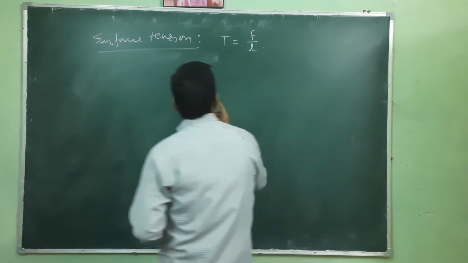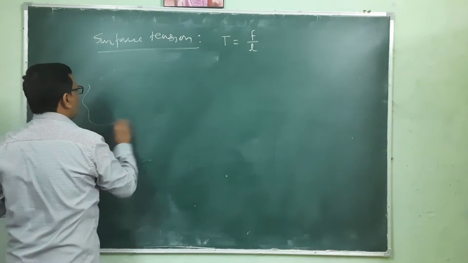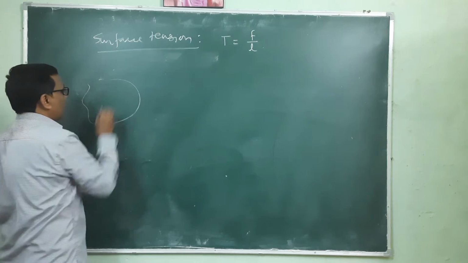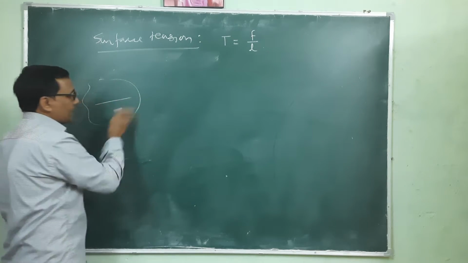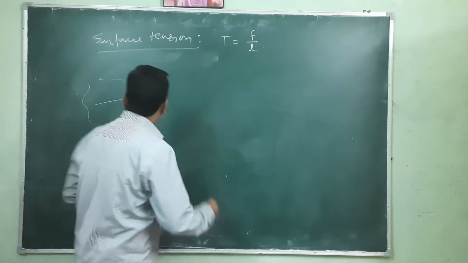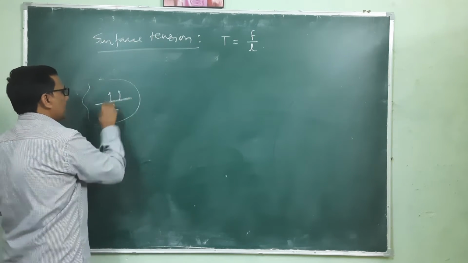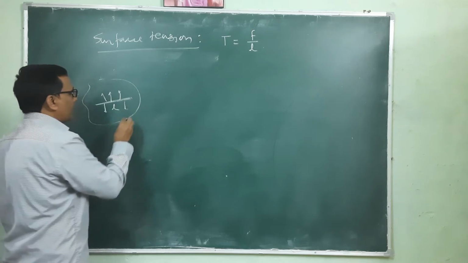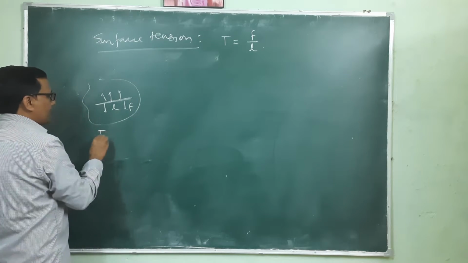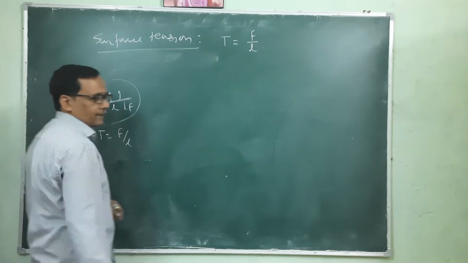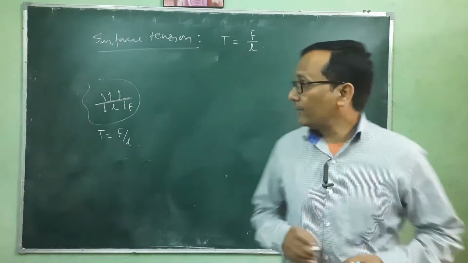If we want to represent it in diagrammatic form, this is the top view of the surface of that liquid, this is that length L, and the force in this direction along the surface is F. So this surface tension T is defined as force per unit length. We have calculated the unit and dimension.